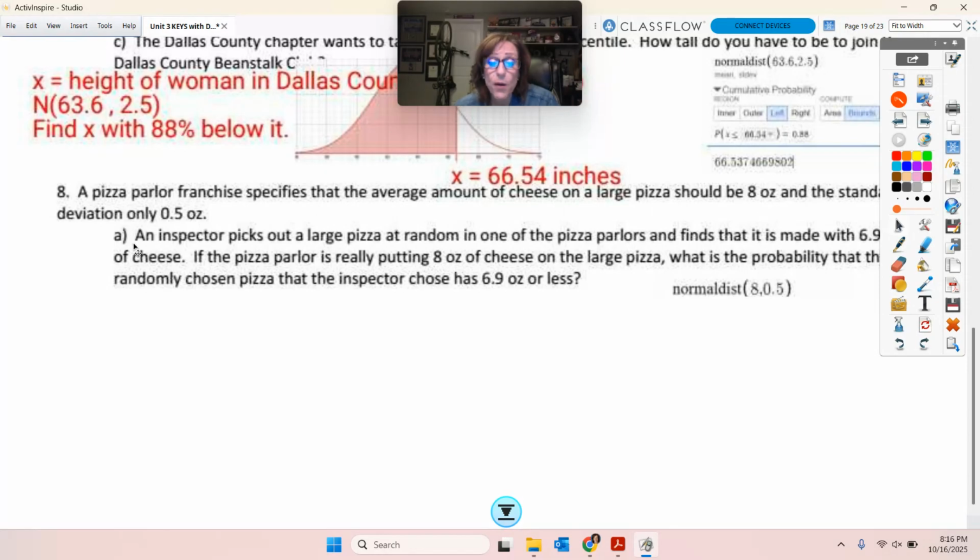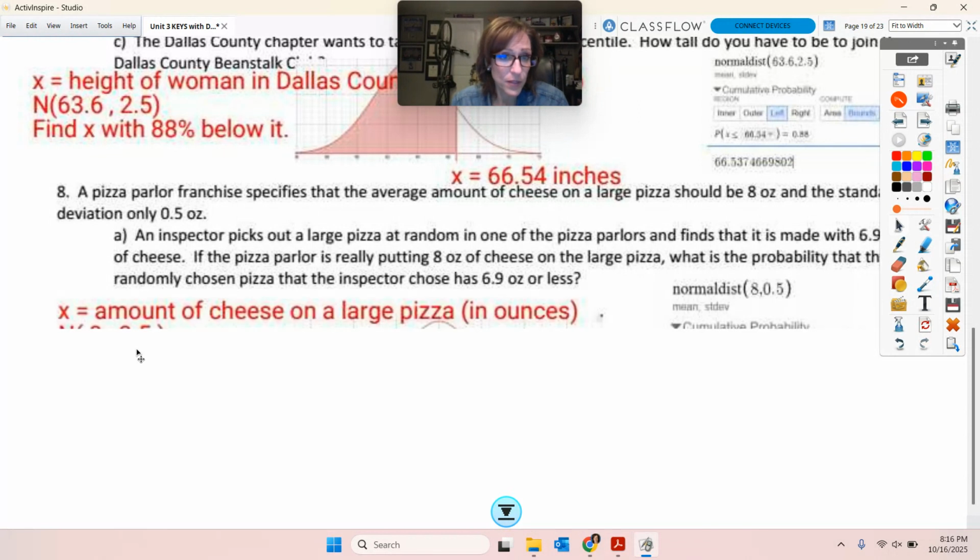If the pizza parlor is really putting 8 ounces of cheese on the large pizza, then what is the probability that a randomly chosen pizza has 6.9 ounces or less? Okay, so let's think about what it's talking to me about. First, what is X? What are we looking at here? X is the amount of cheese on a large pizza in ounces.